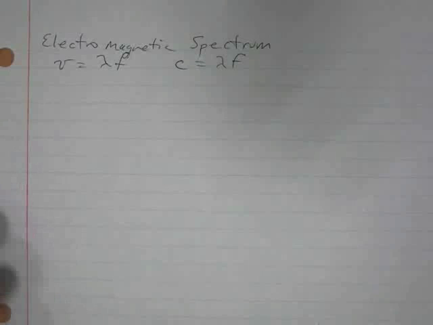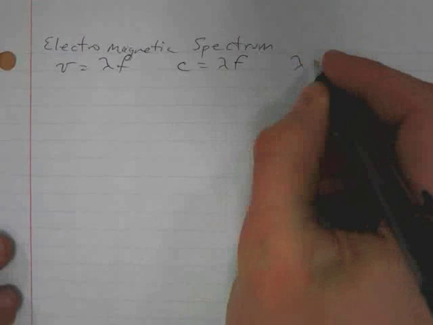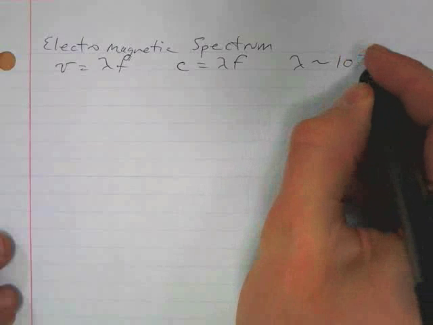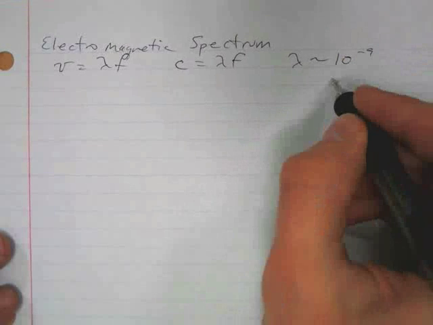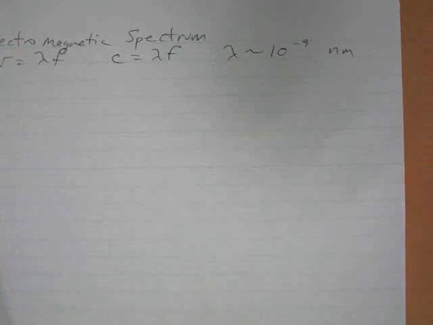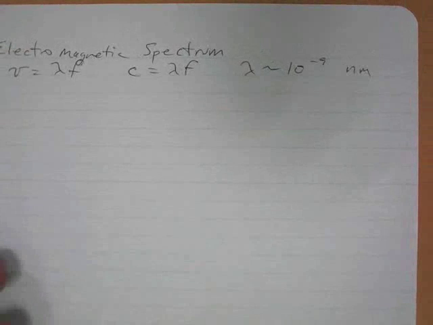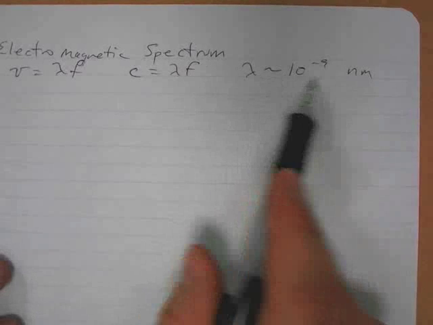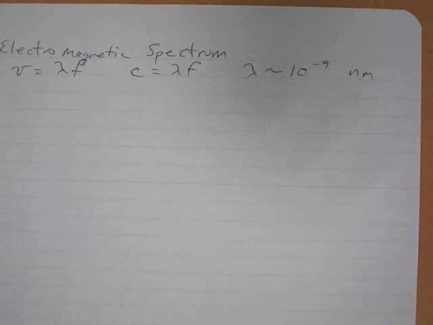Wavelengths are typically on the order of 10 to the minus ninth, so nanometers are often used, although some radio and microwaves have wavelengths in the meter range. But for most waves, the wavelengths will be in the nanometer range.